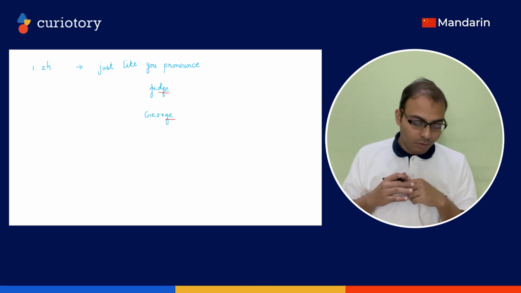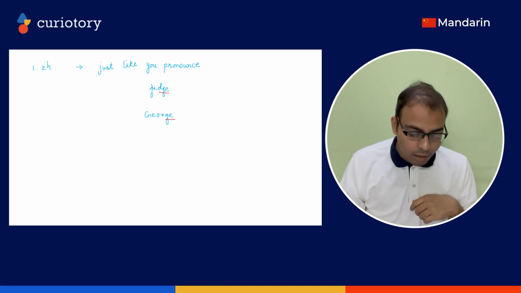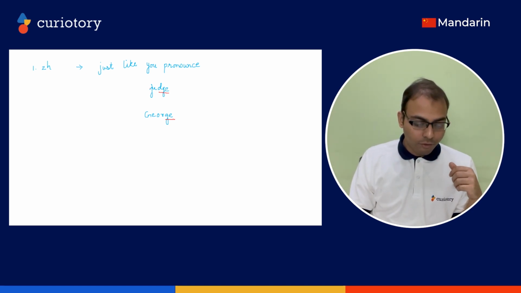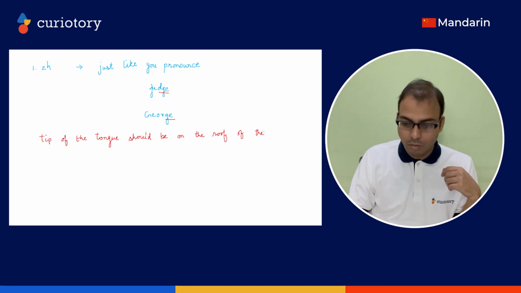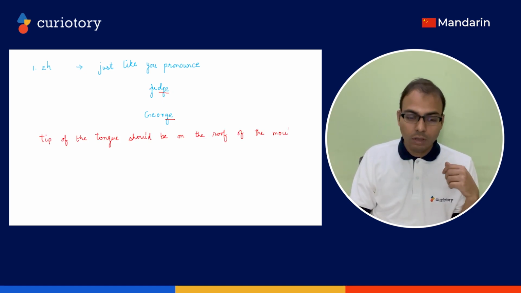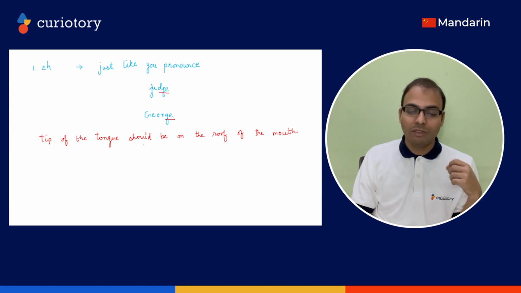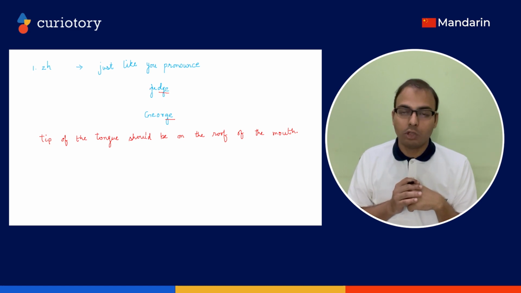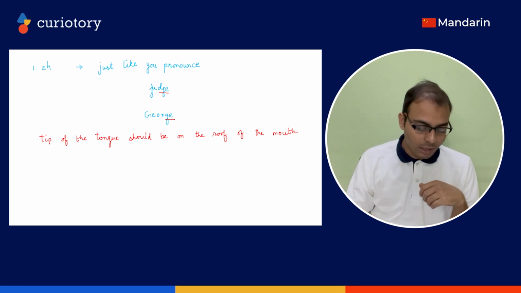So, but one aspect more, that when you are pronouncing ZH, the tip of the tongue should be on the roof of the mouth as you say it. Okay, so this is the rule about ZH. Okay, what did we learn? ZH is pronounced just like you pronounce the DGE in judge or GE in George. Okay, and one aspect more that you have to take care, the tip of the tongue should be on the roof of the mouth. Okay, so J. Okay, let's take an example.